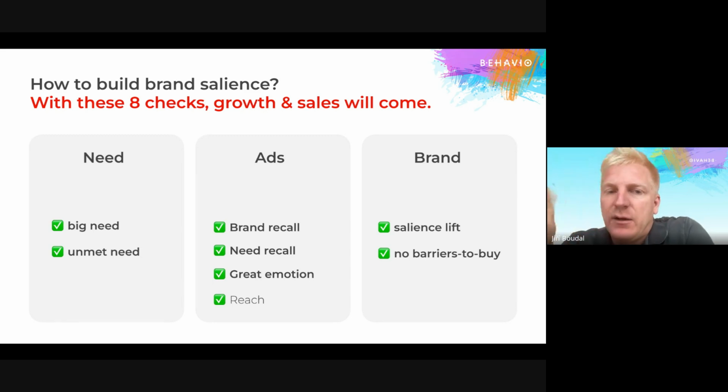And then on the side of the brand, if you got everything in needs and ads right, you should see the salience lift, and you can check for some spontaneous barriers to buy in the brand tracking, whether there's something unexpected that people don't like about your product. If you do this, it's highly probable that you will grow.